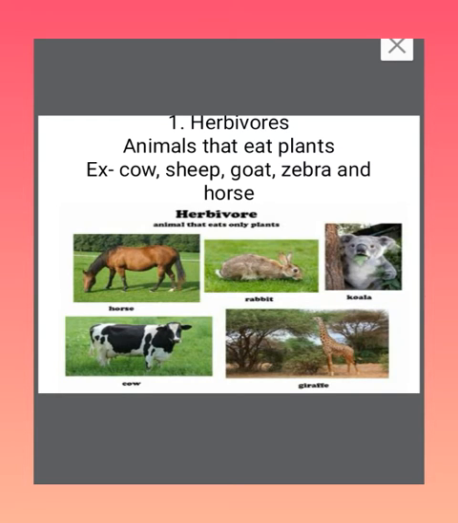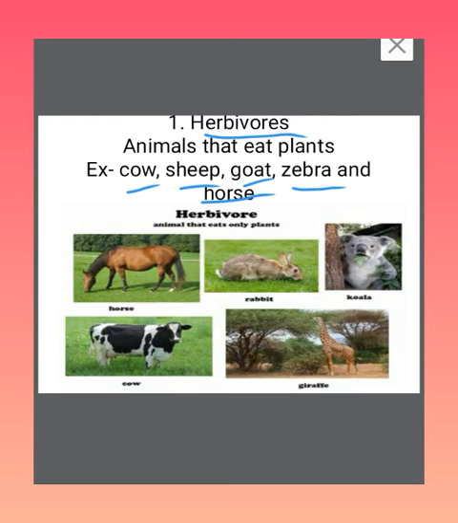Now I'm pretty sure you all know what herbivores are, or how you can define herbivores. Animals that eat plants. All those animals which eat plants such as cow, sheep, goat, zebra, and horse all come under the category of herbivores. Why? Because they eat only plants. That is why they come under the category of herbivores.